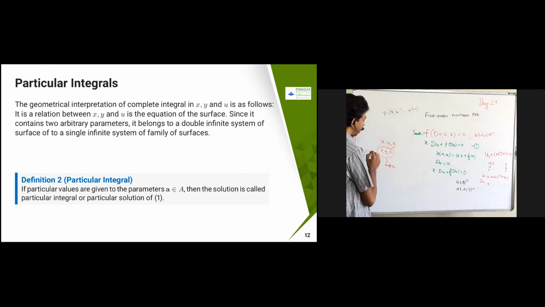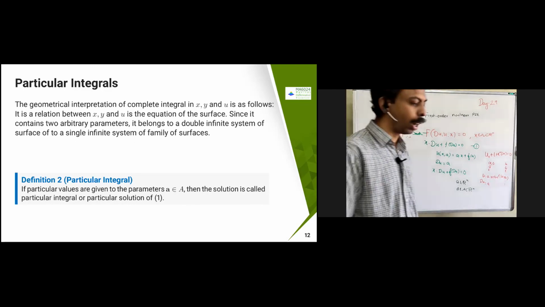In that case, if my equation is something like f of x, y, z, p, q, then I will have an equation like this: phi or psi of x, y, z, a, b equal to 0 will come. So corresponding to each of the independent variables, I have a corresponding parameter. Therefore, these are two arbitrary parameters.